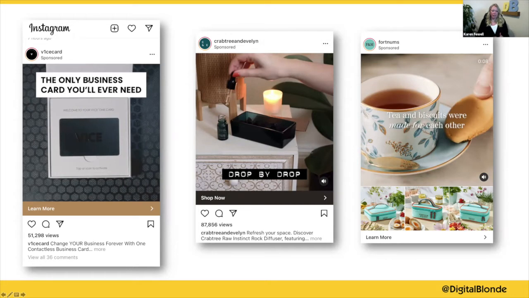Sorry, not business credit card, a business card. One is a beauty product. One is for Fortnum & Mason. It's food and drink again. It's probably telling how much I interact with food and drink posts on the social networks. So all of these ads are targeted at me based on my behavior.